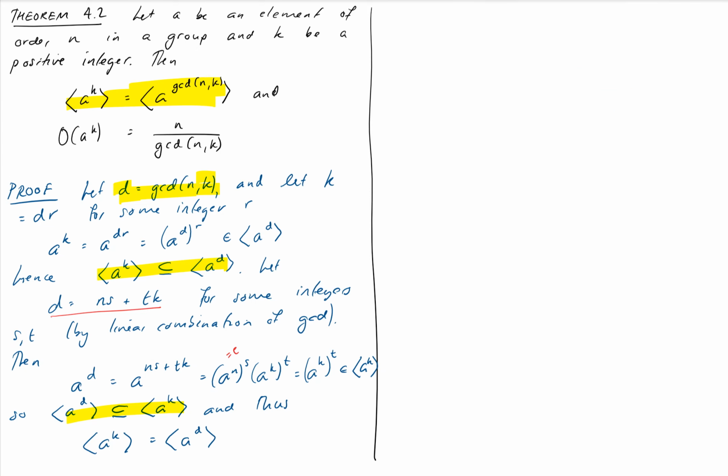So we've done the first bit. Now the order of a to the k, as we discussed previously, is just the order of the cyclic subgroup generated by it. And we now know that that's the same subgroup as the cyclic subgroup generated by a to the d. So the order of a to the k is equal to the order of a to the d. Now we just need to figure out how big that number actually is. We're hoping to find that it's n over d is what we should end up getting.